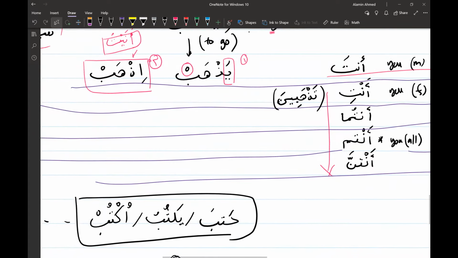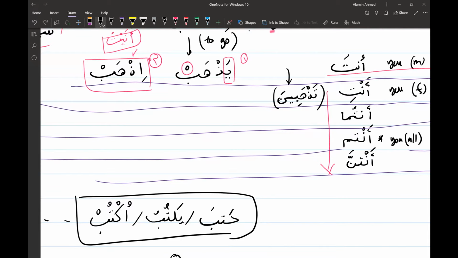And what kind of verb is this? Who remembers? This kind of verb has a very special name. The grammarians like to give names to every single thing in the Arabic language. Subhanallah, every letter has a name. It's called af'alul khamsa, the five verbs. So this is one of the five verbs.